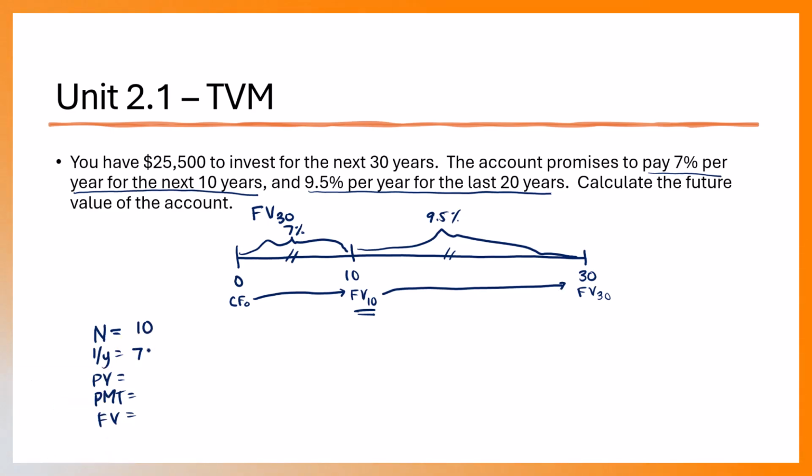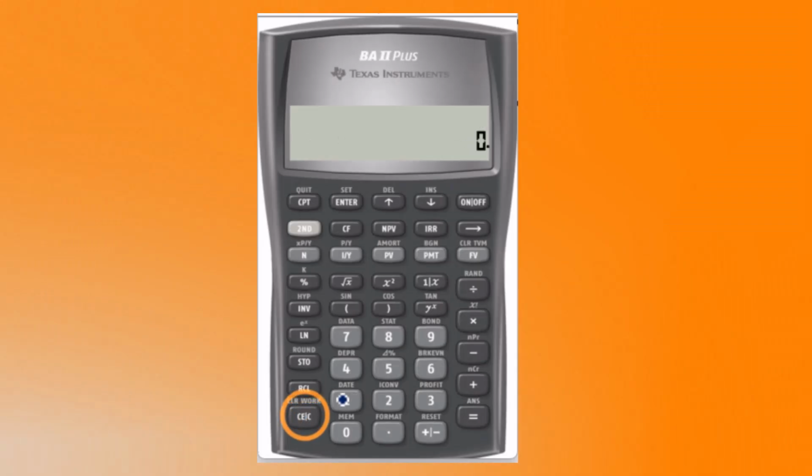Again, we don't put the percentage here in the calculator, we just put the value of 7. Our present value is going to be negative $25,500. Payment is 0, and we're trying to find this future value. Using our calculator, 10 for N, 7 for IY, negative 25,500. Our cash flows have to have a story, so let's make that PV. 0 on our payment. Go ahead and compute FV. It appears that the future value of this number is $50,162.36.